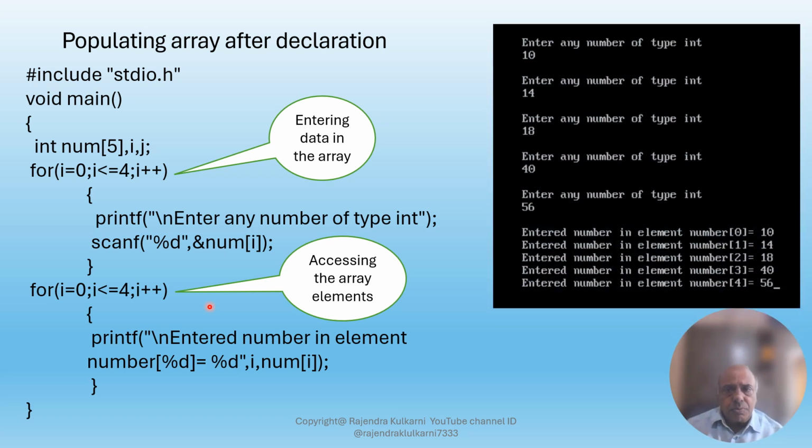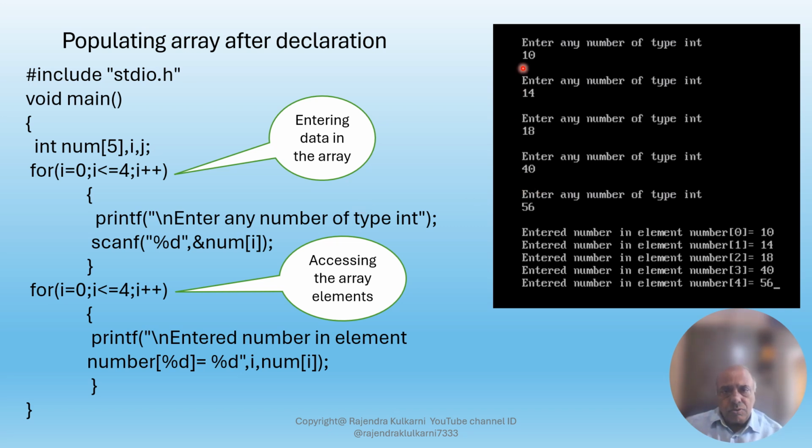So when I ran this program, it prompted me in this first for loop, in every iteration, to enter any number of type int. I entered 10. In the second iteration 14, 18, 40 and 56. So all the values, all the int constants which I have entered, will be assigned to the respective elements of the array.